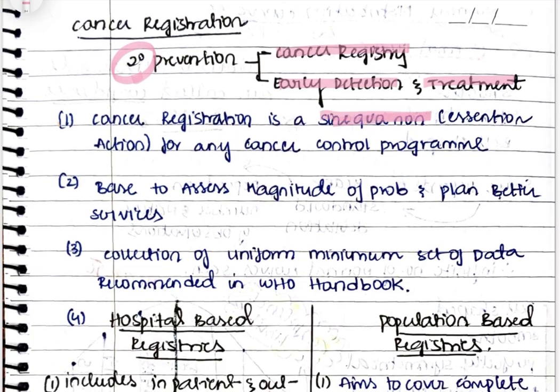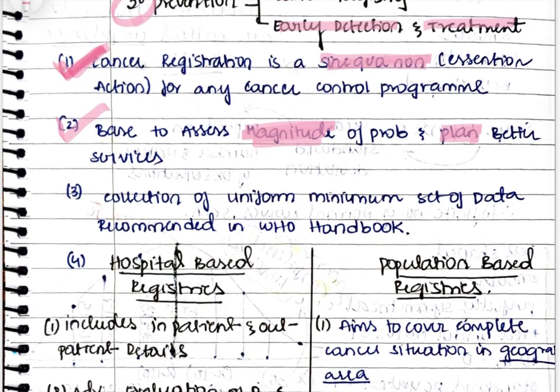It is a sine qua non of any cancer control program. What is sine qua non? It is a first essential step in any cancer control program. Once we know how many cases are coming and what type of cancer is most common, we can control it effectively, right? So it acts as a base to assess the magnitude of the problem and also helps us plan better services. Once we know how big the problem is, we can plan better services.